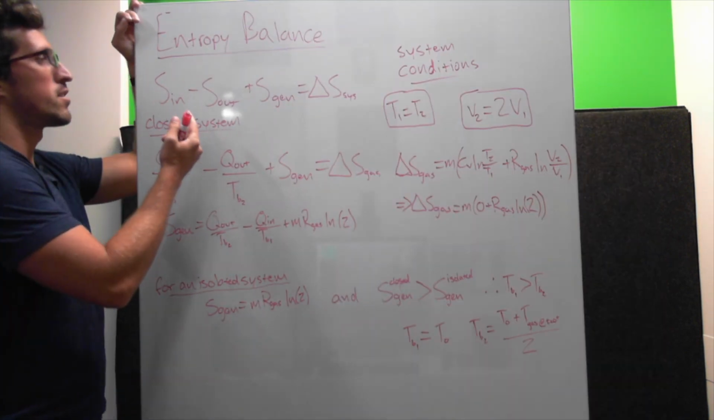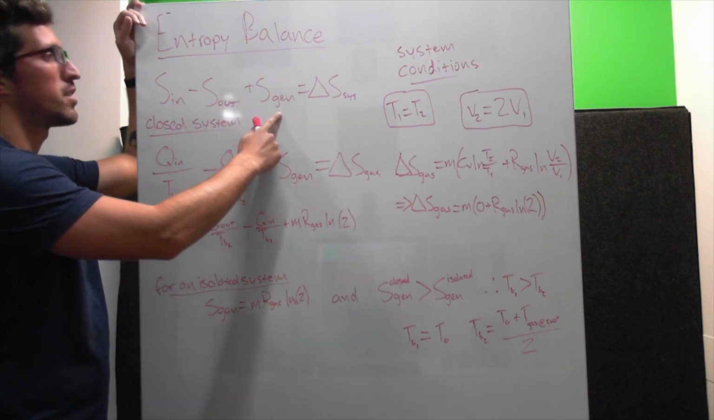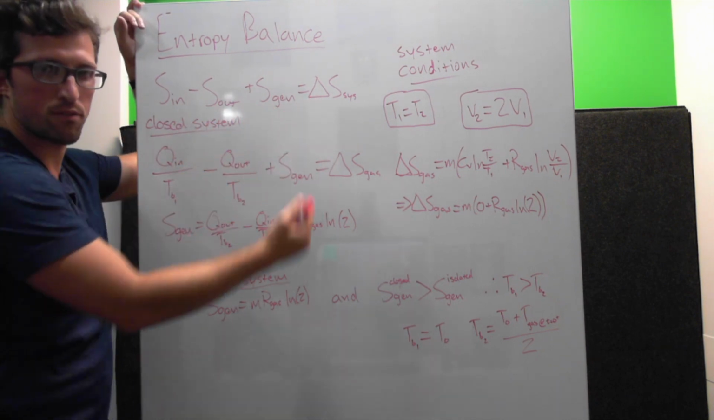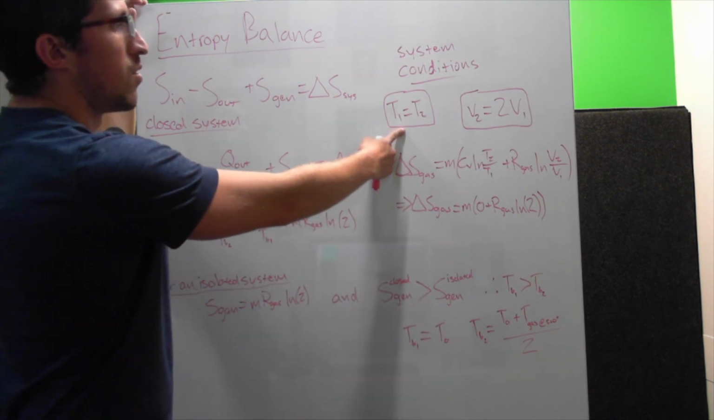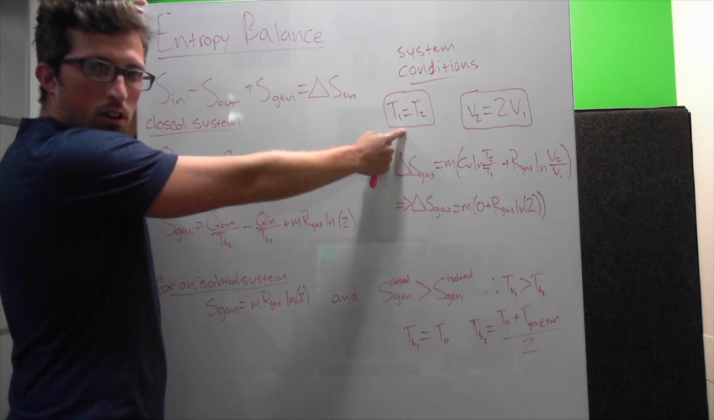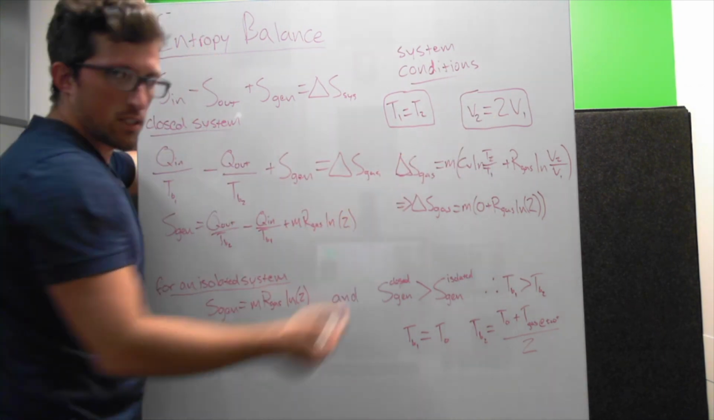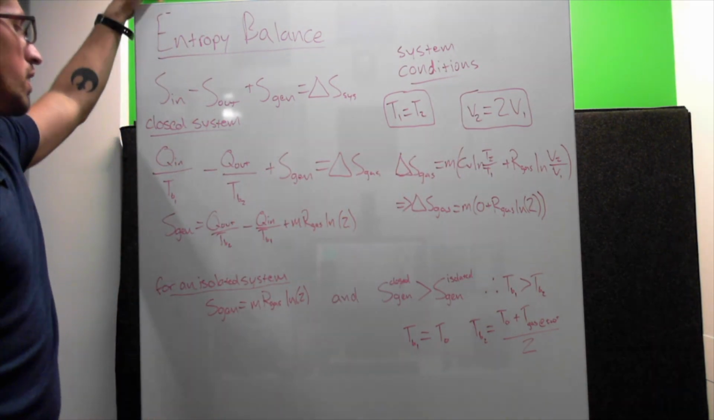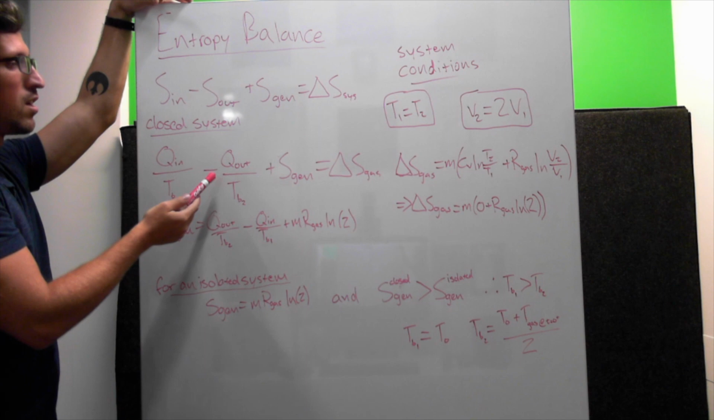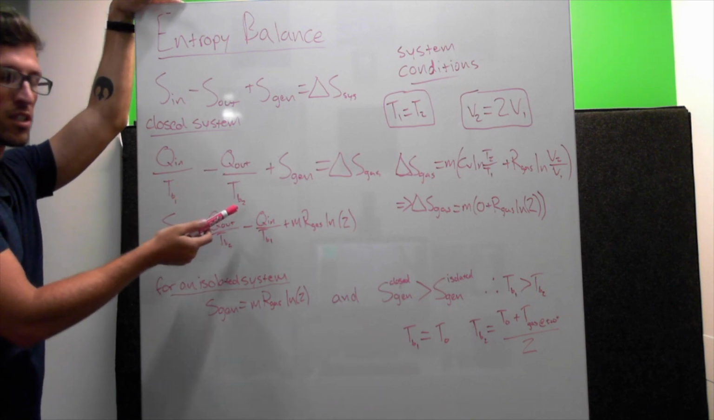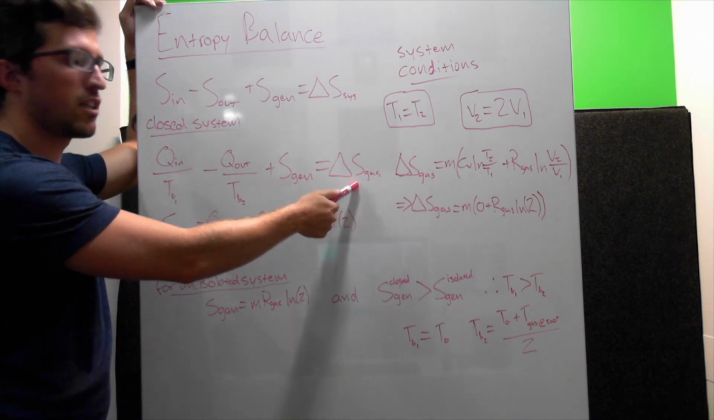Alright, so for our entropy balance, we're always going to have entropy in minus entropy out plus the entropy generated, and that's going to equal the change in entropy for our system. So our starting conditions were thermal equilibrium at the beginning and end of our experiment, and then the second volume is going to be twice the first volume. So in a closed system, you're going to have the heat in over the first boundary temperature minus the heat out over the second boundary temperature plus entropy generated, and that's going to equal, in our case, the change in entropy of our gas.